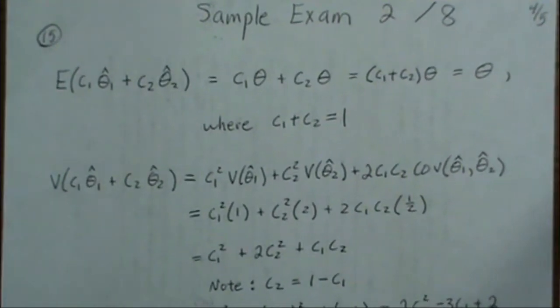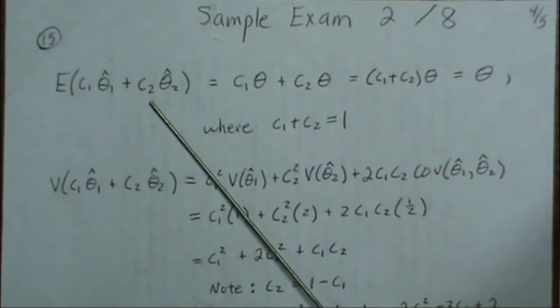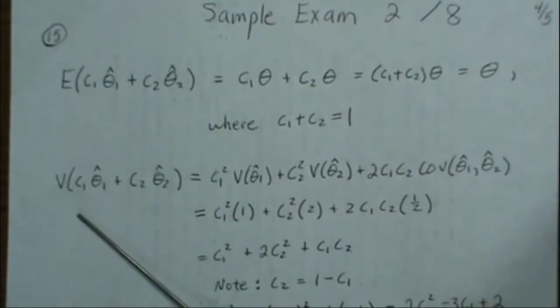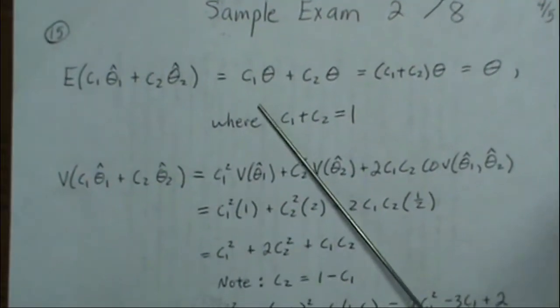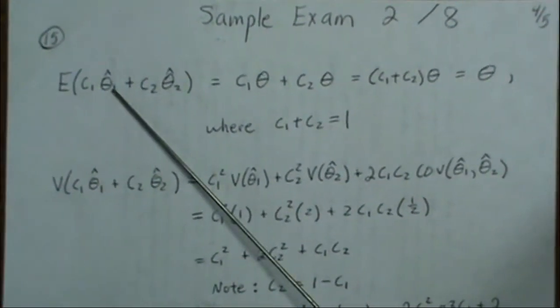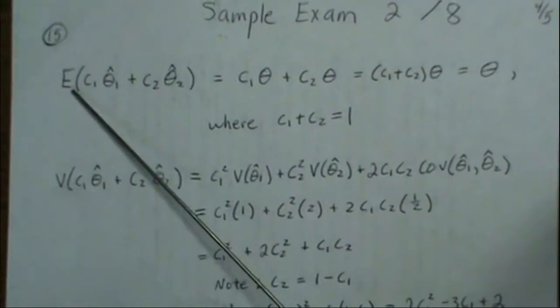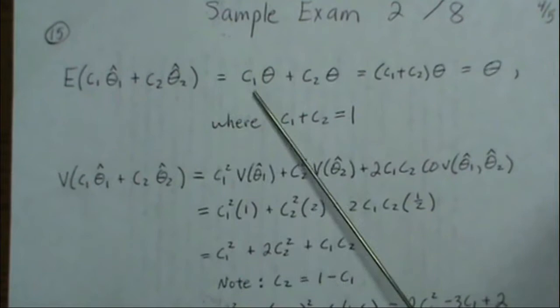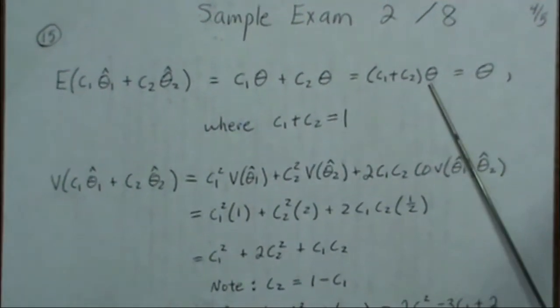Problem 15, we're given a linear combination. We want it to be unbiased, and we want it to have minimum variance. So first let's take the expectation and see what we get. Since each of these is an unbiased estimate, we take it times each, and we just get C1 theta plus C2 theta. Factor out a theta.